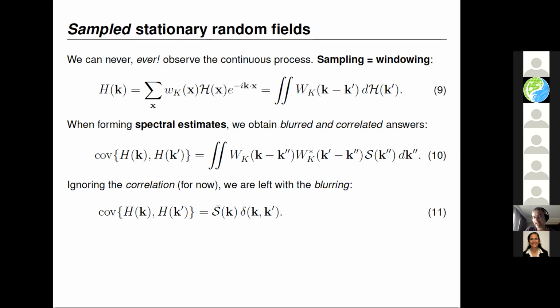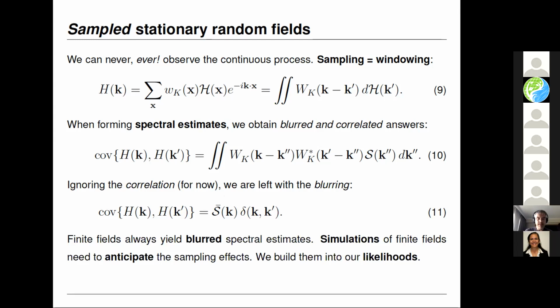So ignoring K, K prime interactions, the view of the covariance between those two is going to collapse onto a single wave number, and it will still not be the true spectral density, but rather it's convolutionally blurred again. And that's my definition of S hat here.